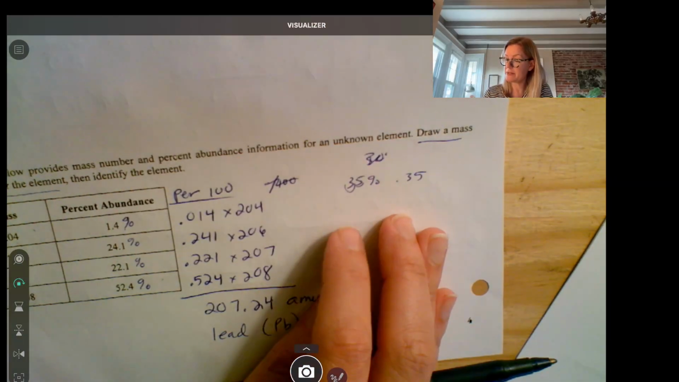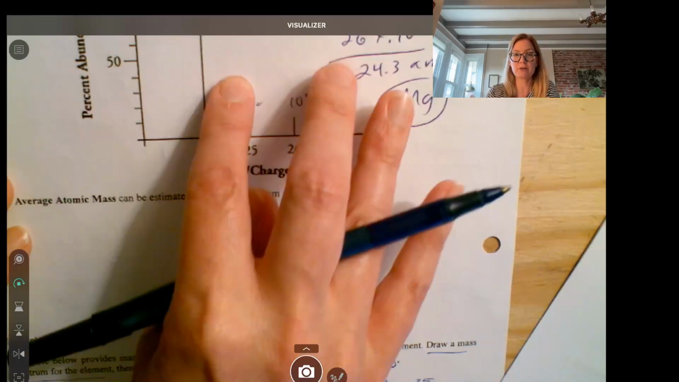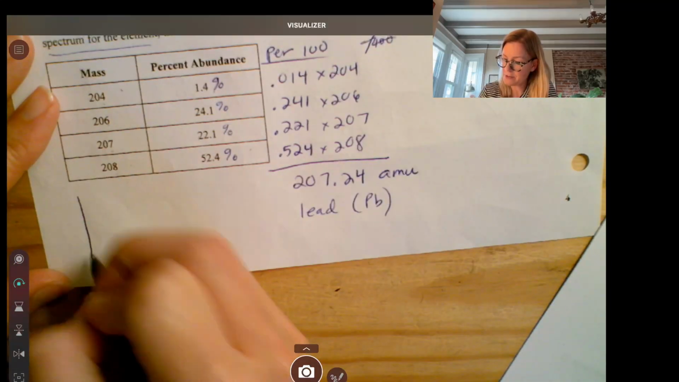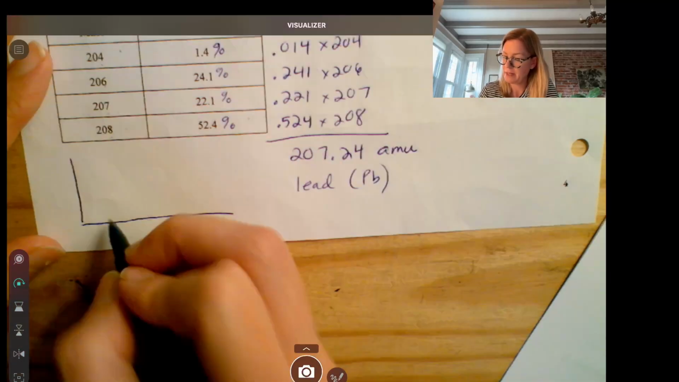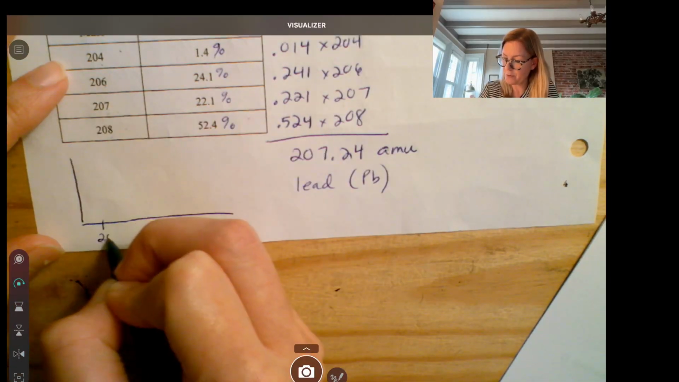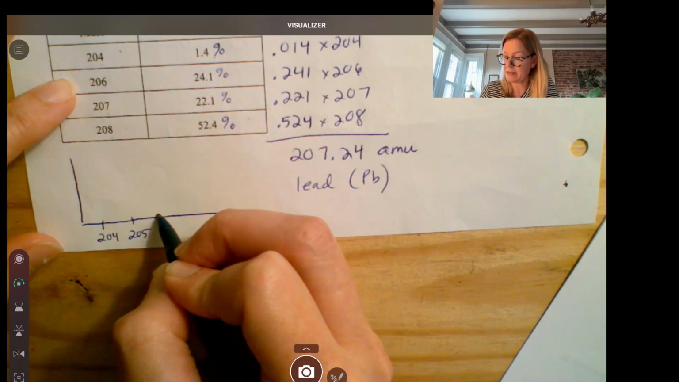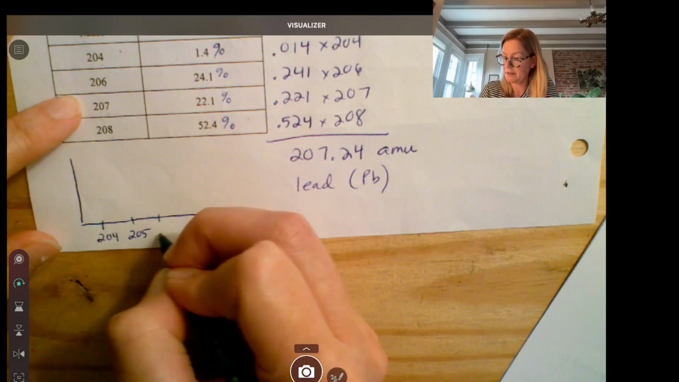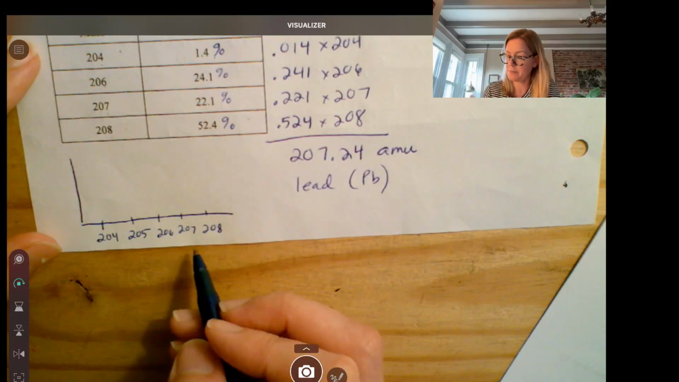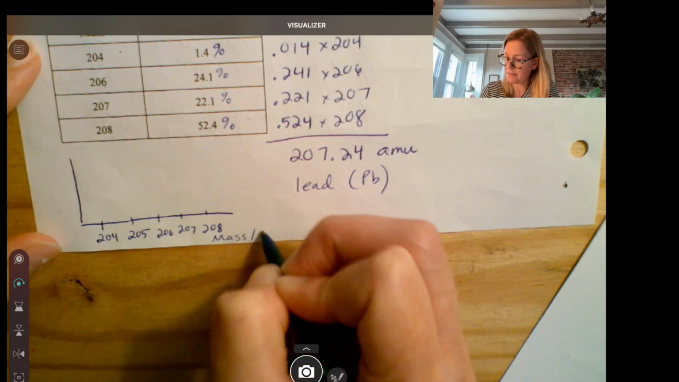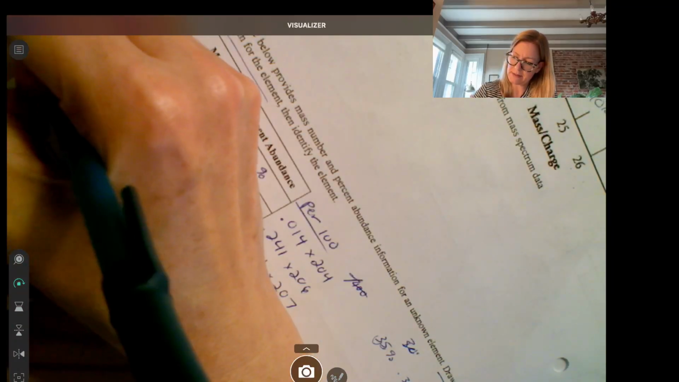So what we're going to do down here is draw our own little mass spectrum for this element, okay? So we're going to take the data here and draw a little chart, okay? So if you had to do this on the AP exam, you probably won't. It's more likely they'll give you the chart and ask you to interpret it. So just draw a little hash mark for 204. We're going to write 205 just for the sake of making a nice axis, even though that one won't have a peak at all. 206, 207, and 208. So try to make them equally spaced. Label this mass divided by charge, and label this axis percent abundance.